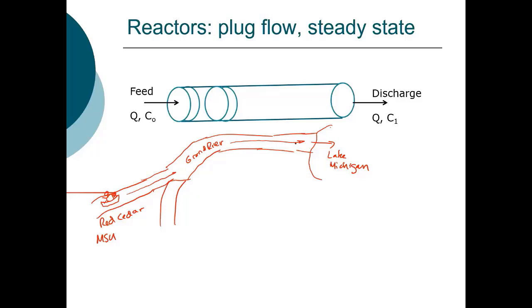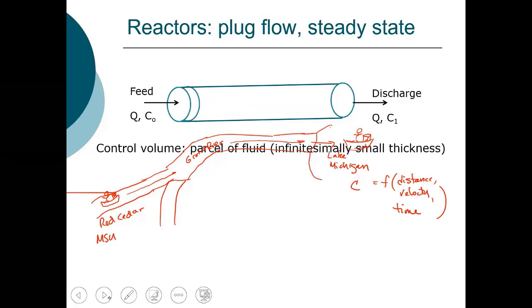And you're going to kayak down. And your reactor's closed, so there's no mass entering or leaving. Eventually you get out in Lake Michigan. So you're finally out here with your reactor. It didn't change in volume. So the concentration here is a function of the distance you traveled and the velocity at which you traveled, or the time that it took you to get from here to here. That's what we're describing with a plug flow system. So your control volume is this parcel of fluid.